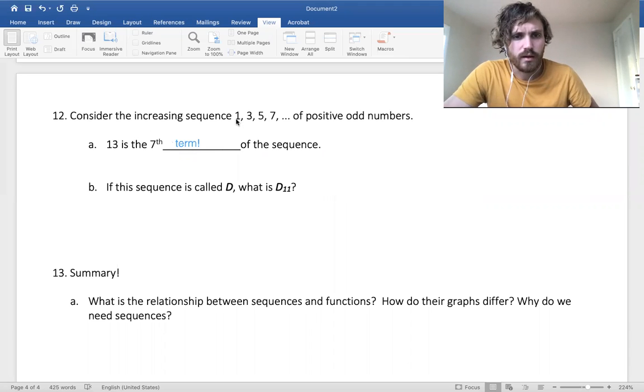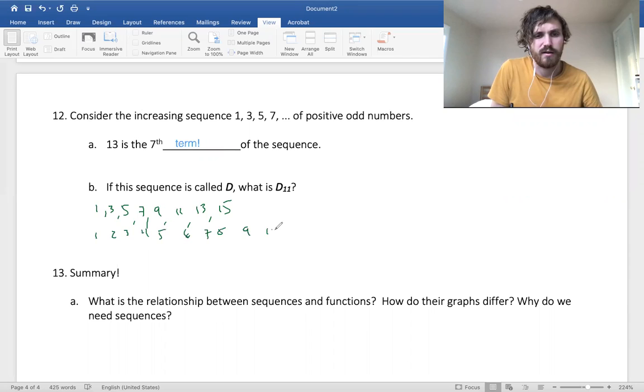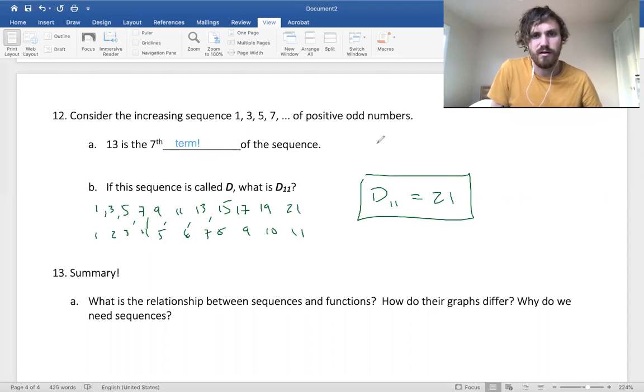Well, D sub 11 would be the 11th odd positive number. So let's see if we can figure out what that would be. Well, 1, 3, 5, 7, 9, 11, 13, 15. Let's see, 1, 2, 3, 4, 5, 6, 7, 8, 9, 10, 11, 17, 19, 21. So D sub 11 is equal to 21. The 11th odd positive number is 21.